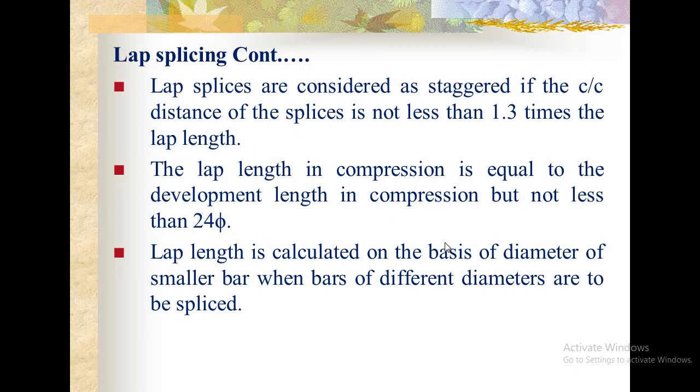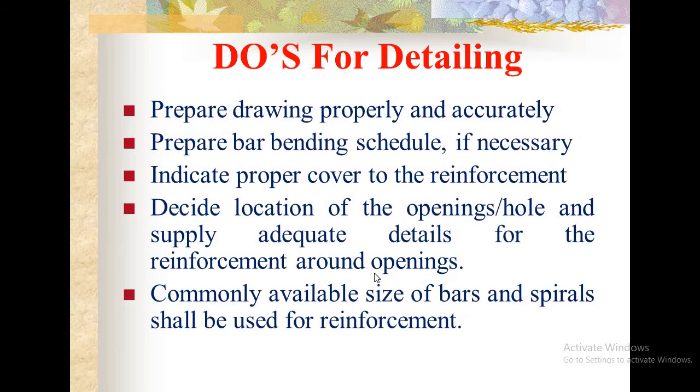Lap splicing. Lap splices are considered as staggered if the center to center distance of the splices is not less than 1.3 times the lap length. The lap length in compression is equal to the development length in compression but not less than 24 dia. Lap length is calculated on the basis of the diameter of the smaller bar when bars of different diameters are to be spliced. Do's and don'ts in detailing.